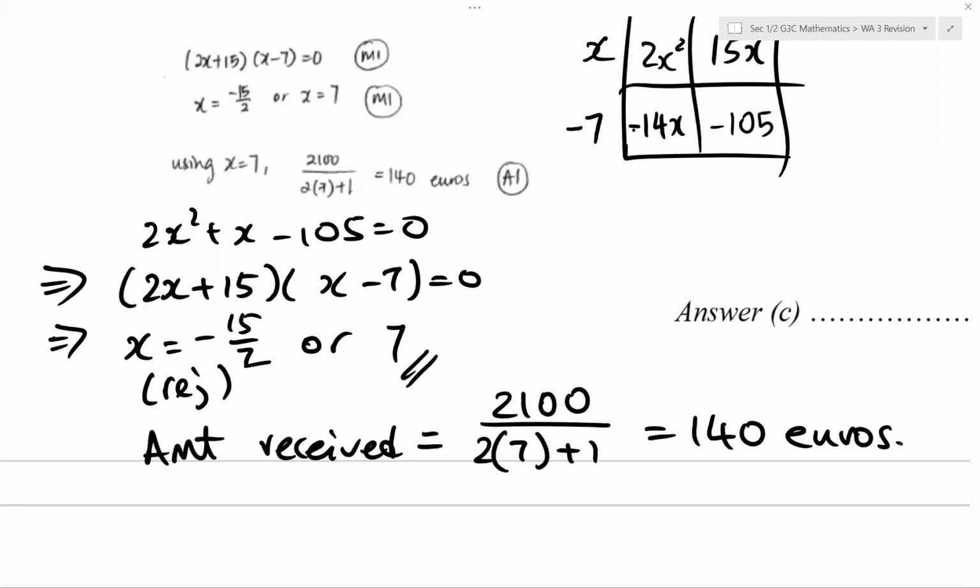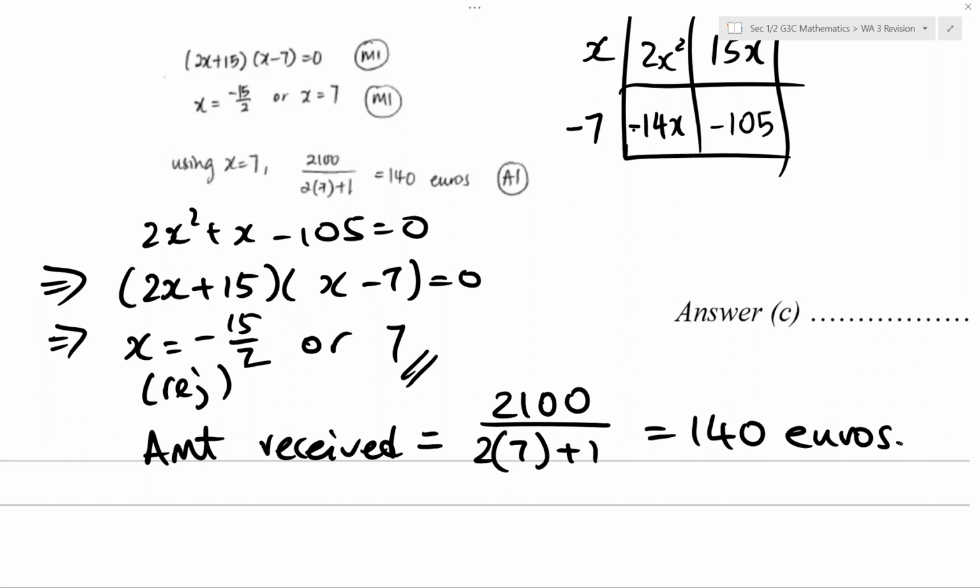Okay. So in our WA3, in our end of year exam, we will very likely see one of these types of questions where you are tasked with forming the quadratic equation. Usually 2 types. First, money exchange. Exactly as what you've seen over here.